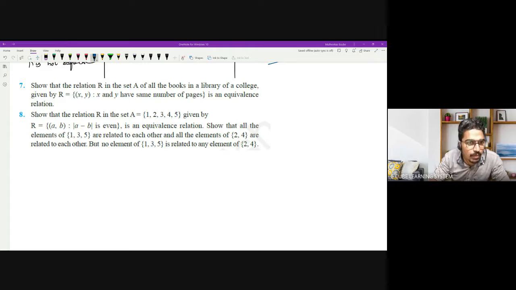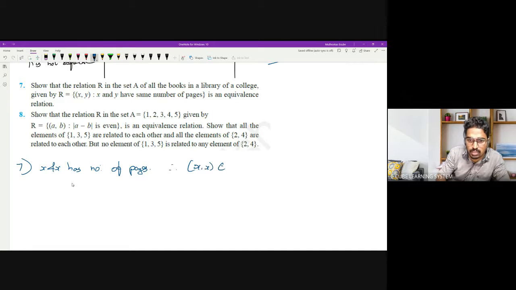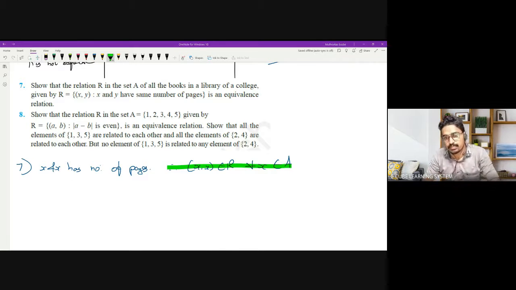Yes, sir. So we can say that X and X have the same number of pages. Absolutely, we can write X and X has the same number of pages because both are the same book. Therefore, ordered pair X, X belongs to the relation, for all X in A. Like this, X, X belongs to the relation for all X in A.